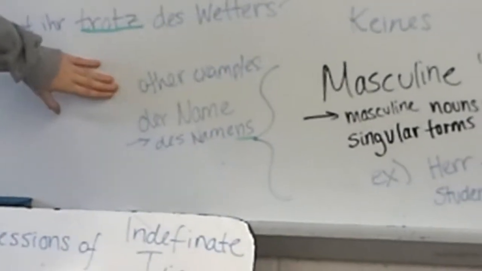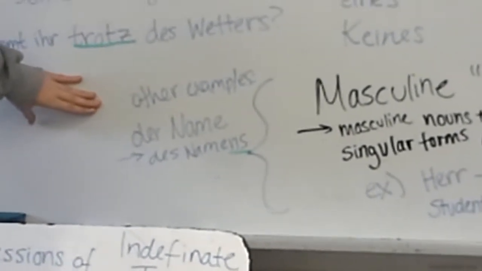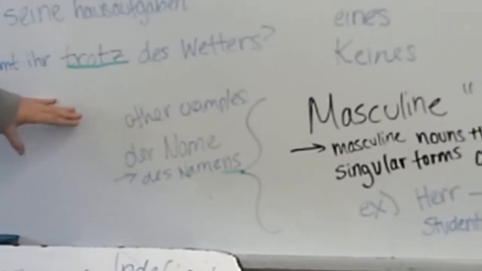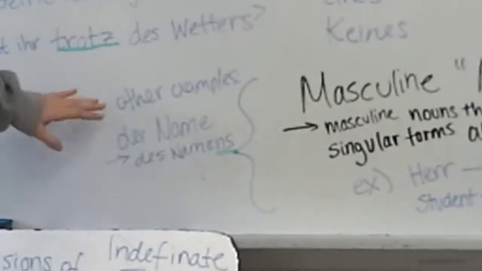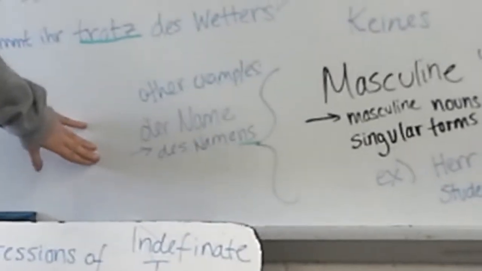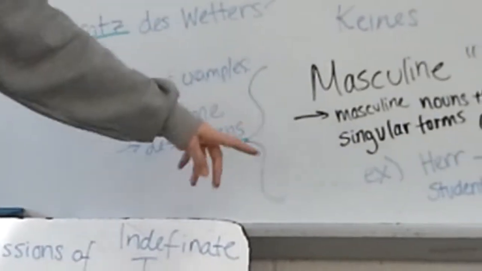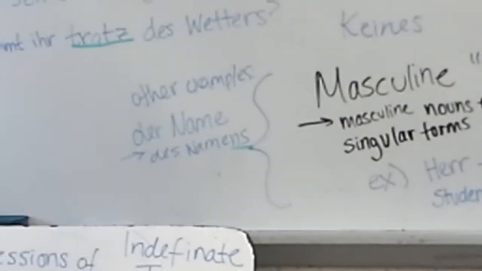For other examples that add something extra to the end when using genitive, we have der Name, which in genitive goes from der Name to des Namens. So we have to add the en in addition to an extra s.